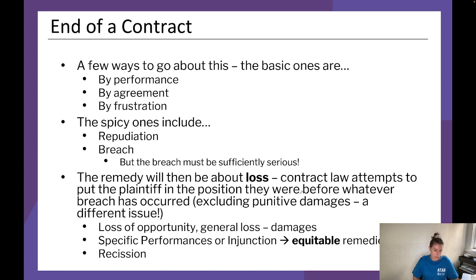Rescission is a way of basically stepping back to the beginning and undoing the contract from the very start. Saying, okay, we're setting aside the contract, it never existed. So there can be no breach because the contract has been disbanded, basically.